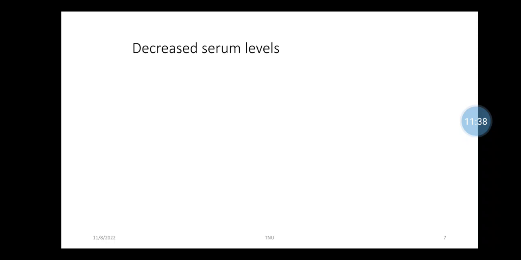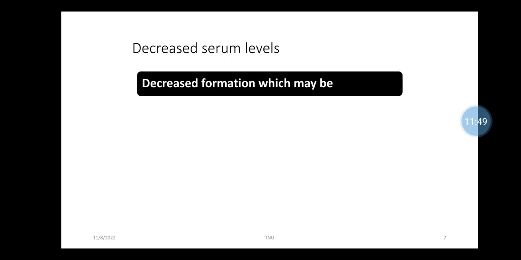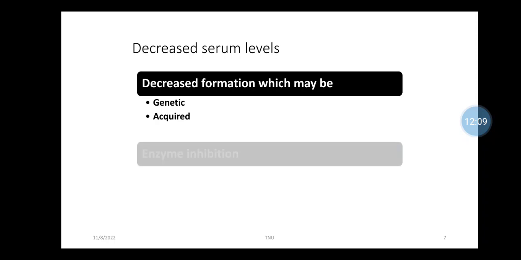Decreased serum levels. Sometimes it happens that the enzymes in the serum may decrease. So what conditions can create this decreased serum level? First, decreased formation, which may be genetic or acquired. So if the enzyme is not synthesized in the cell, obviously there will be a decrease in the enzyme level in the serum, and it can be genetic or acquired.